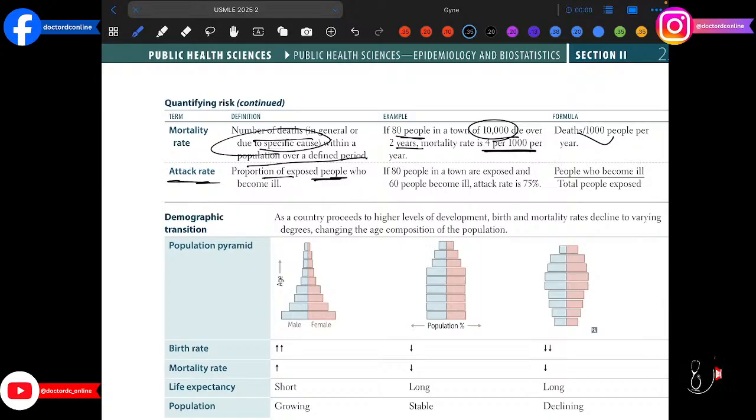Next, the attack rate is the proportion of exposed people who become ill. If 80 people in a town are exposed and 60 people become ill, then the attack rate is 75%. For example, in the same populated area, 100 people are living. Among them, 80 people become sick with an allergy and cough, okay? And 20 did not, then the attack rate will be 80%, like that.